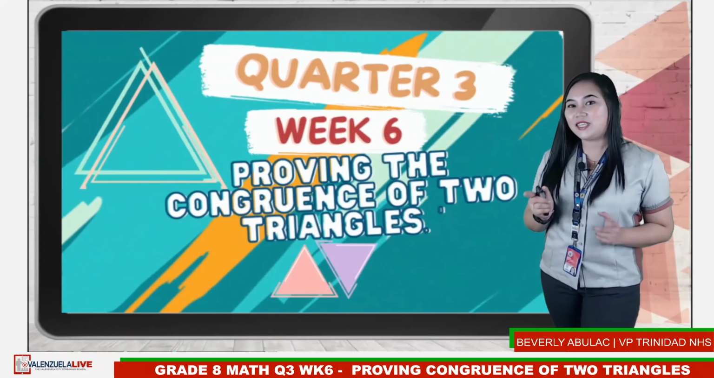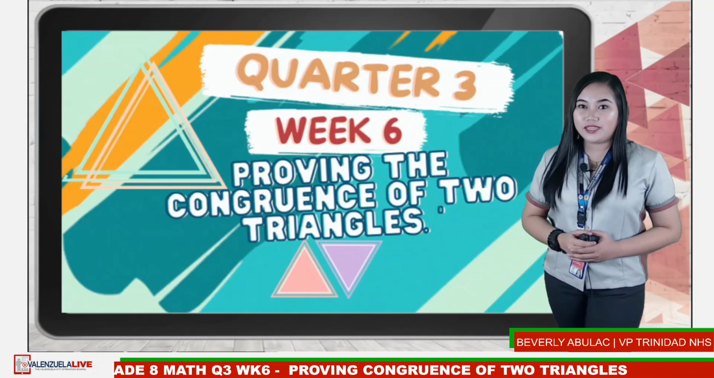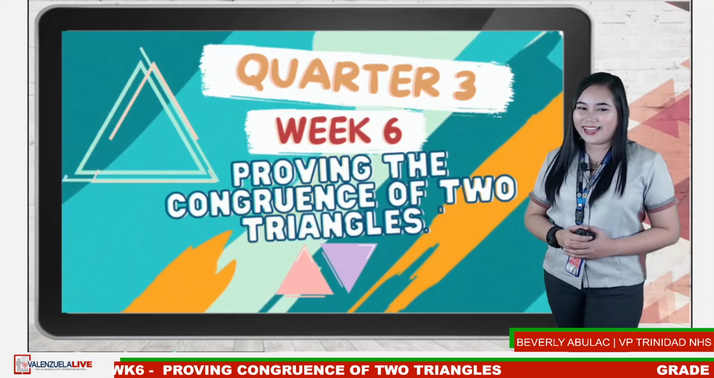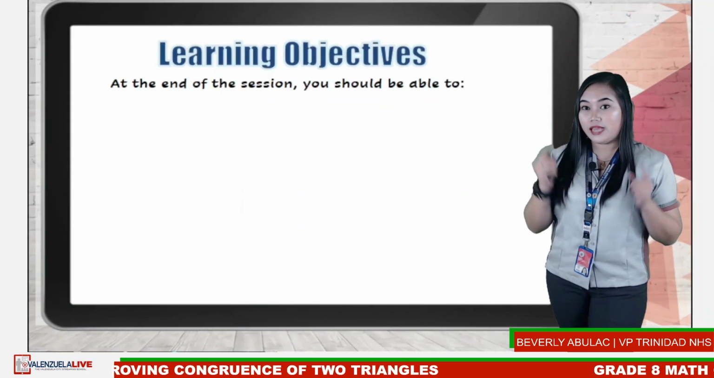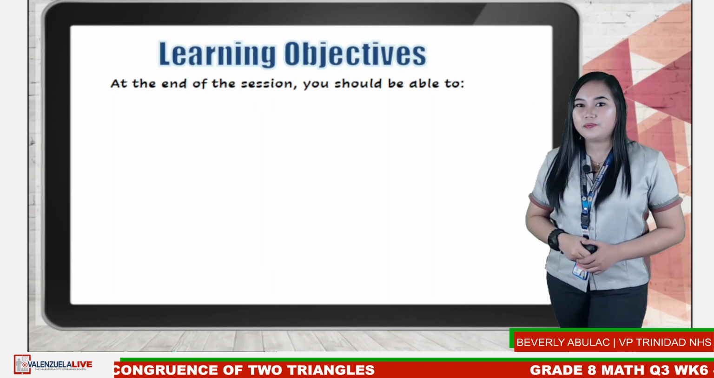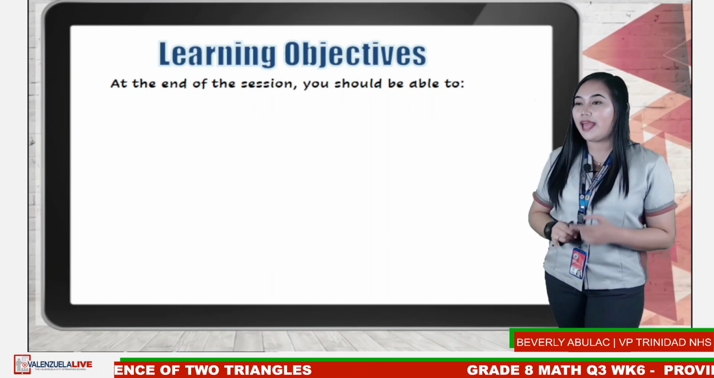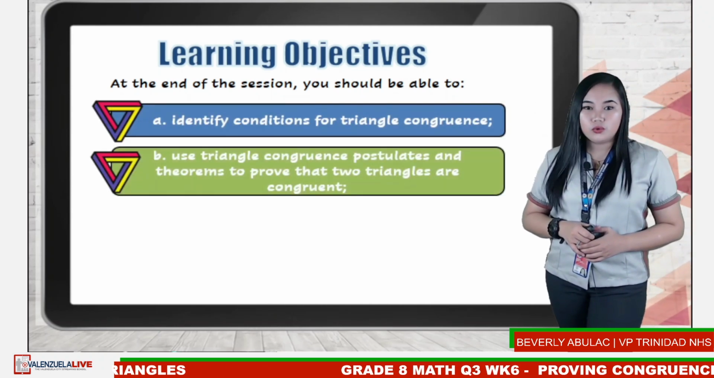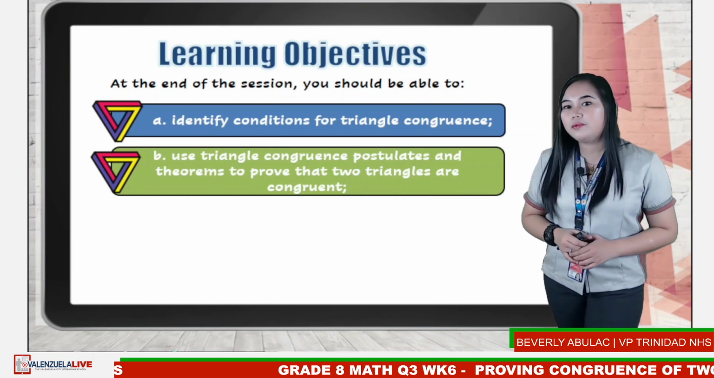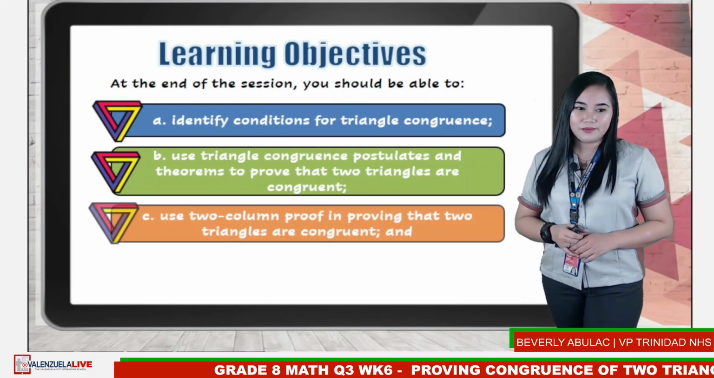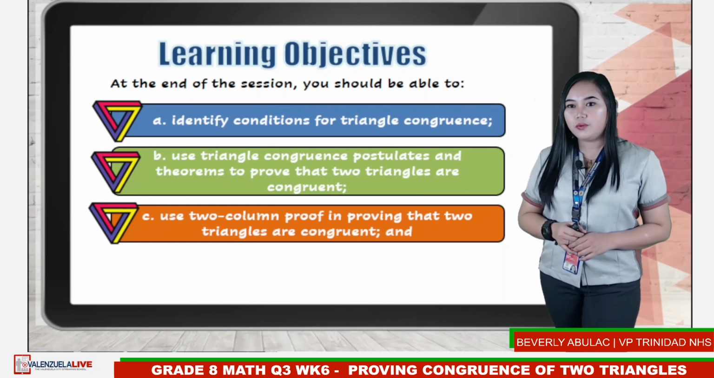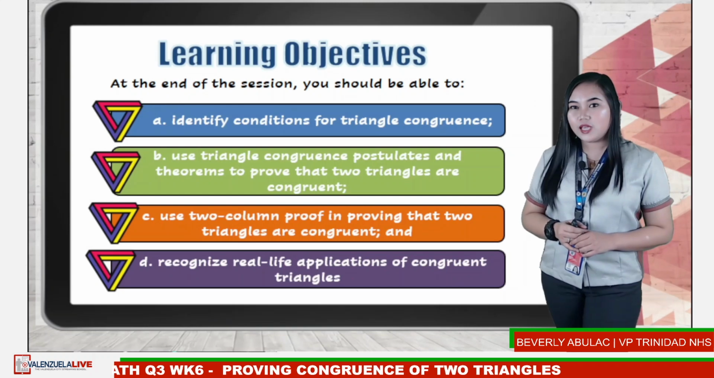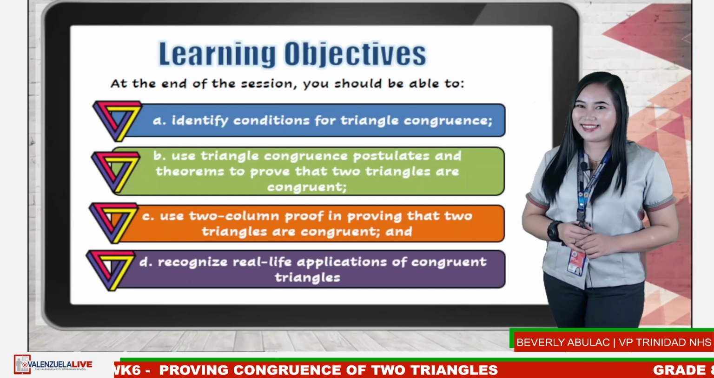We are now on the 6th week of the 3rd quarter, and together, we will learn about proving the congruence of two triangles. For today's lesson, you should be able to identify conditions for triangle congruence, use triangle congruence postulates and theorems to prove that two triangles are congruent, use two-column proof in proving that two triangles are congruent, and recognize real-life applications of congruent triangles. Are you ready?